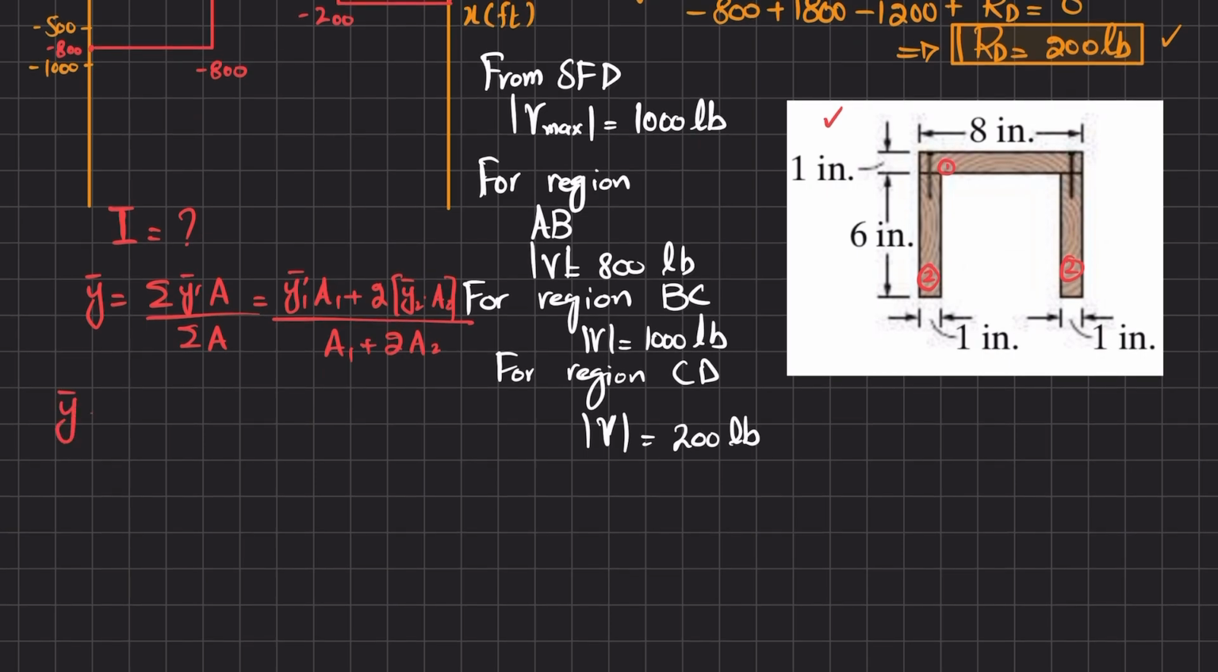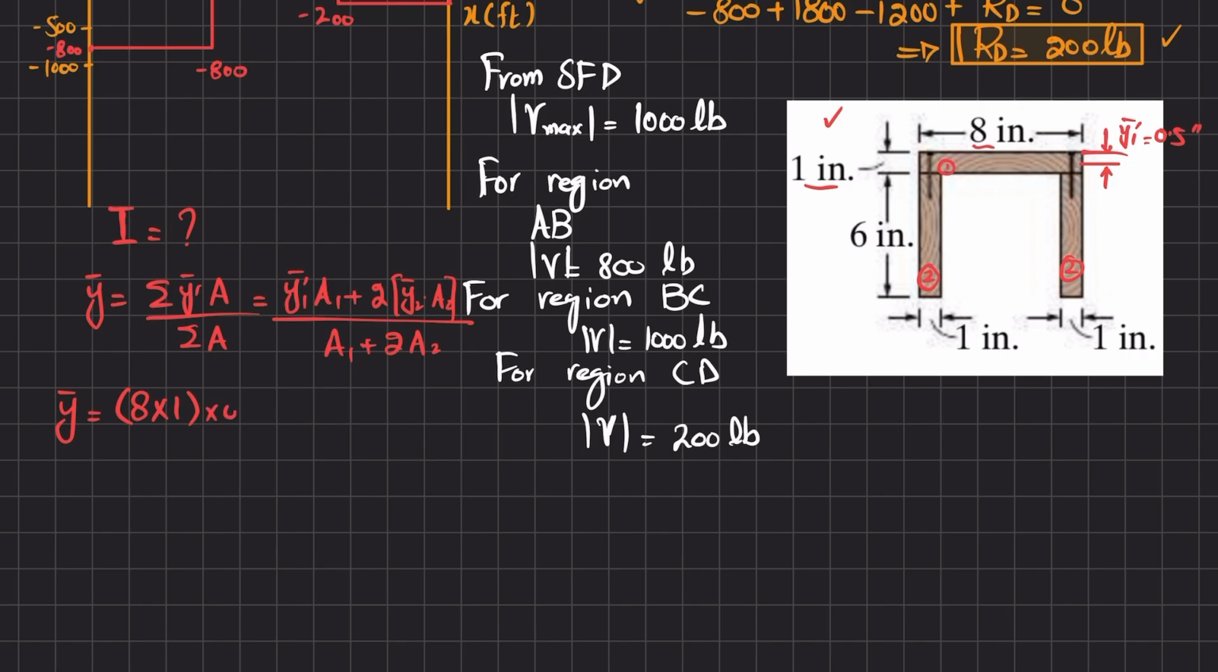So I will write y dash equals y1 into area A1. If you take this upper line as a reference, this will be A1, and these two will be A2. A1 is 8 by 1. And what will be y1 dash? y1 dash will be the distance from the top to the mid of the first section, so this is your y1 dash bar, and that is 1 by 2, which is 0.5 inch.